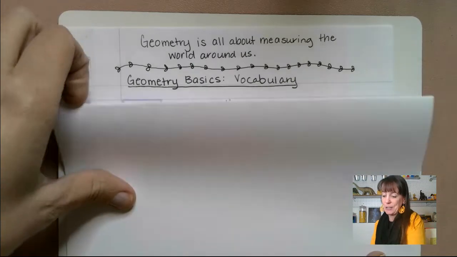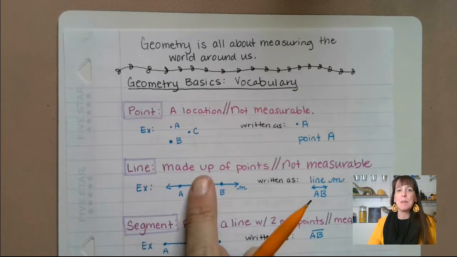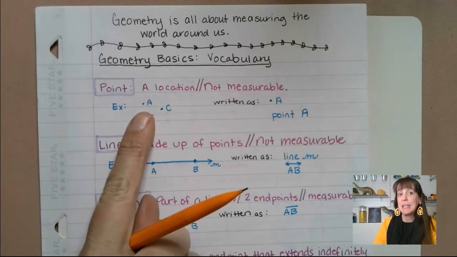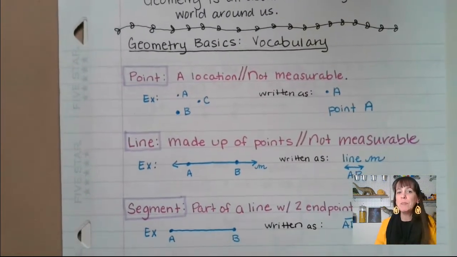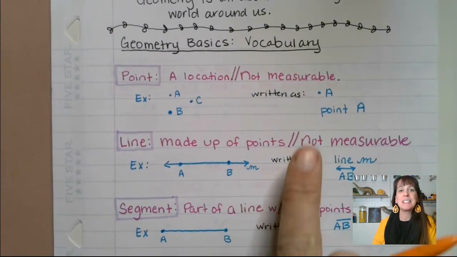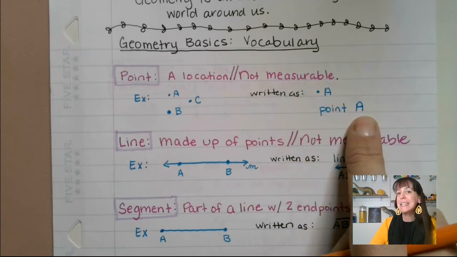Okay, so let's start. For our first one, we have a point. A point is a location. It is not measurable. It can be something as tiny as this little A here, and I'll get a little closer so you can see, or it can be as big as this B here or bigger even. It's not measurable at all, but we do write it as point A.